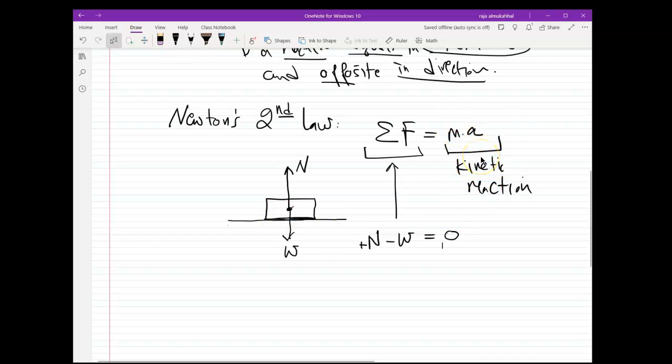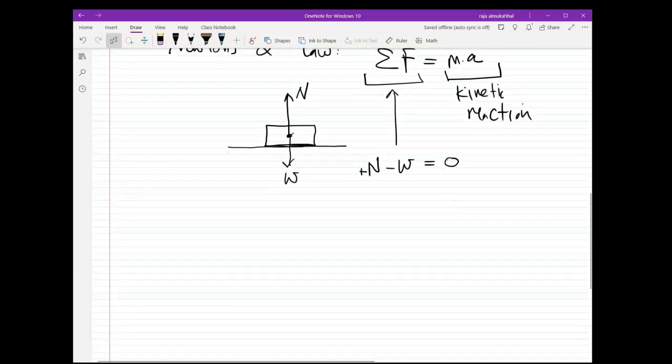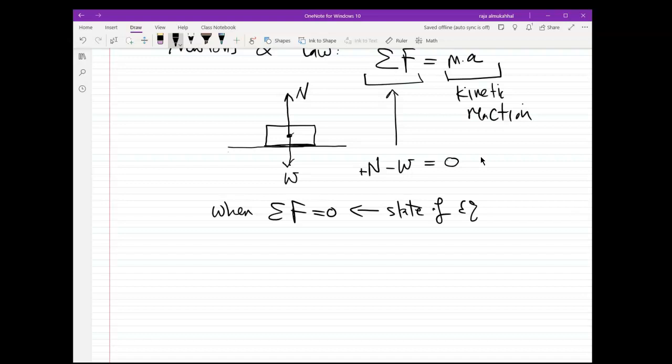So when you have the formula, the second law of Newton, when sigma F equals 0, we call this the state of equilibrium. As a matter of fact, anything you see at rest or moving with constant speed, in other words, it's not accelerating, not speeding up, or slowing down, the sum of the forces on that object is equal to 0, and therefore it's in a state of equilibrium.